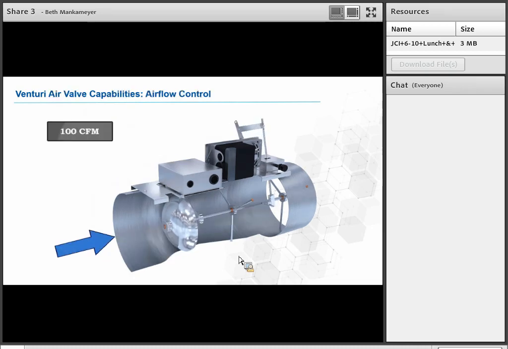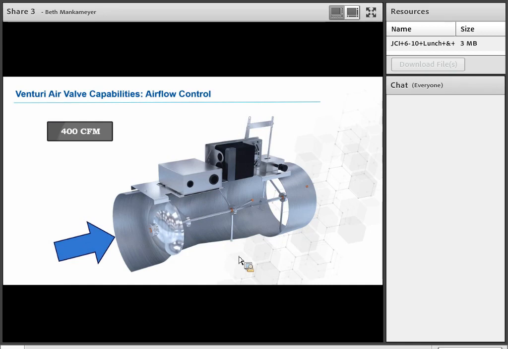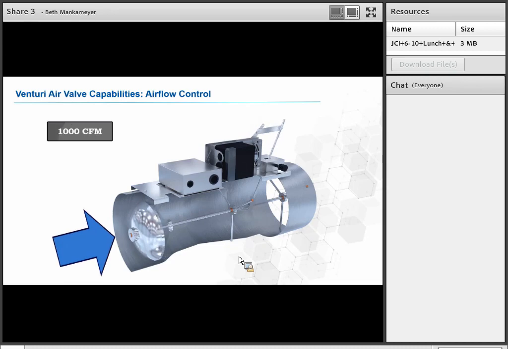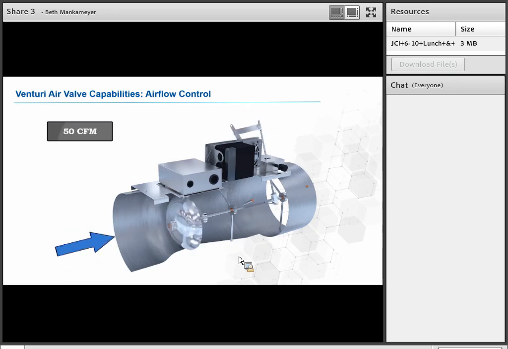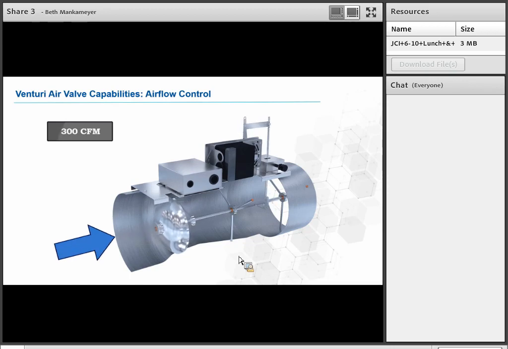Now here we have where the airflow control demands are changing, and so the airflow actually is increasing as that cone and spring assembly moves towards the left end of the screen. So the airflow is hitting the cone, it's going in the direction of that arrow, and the cone and spring assembly is moving to the left to account for more air going through that valve.